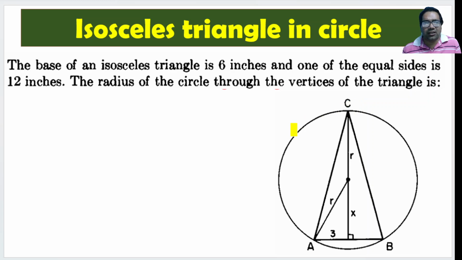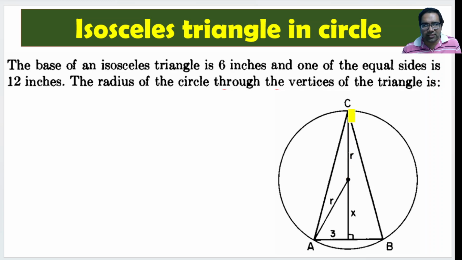That doesn't apply with other polygons, for example quadrilaterals. We cannot draw a circle through all quadrilaterals, but for all triangles, whatever they may be, we can draw circles around them. Now here we are given AC is 12 and BC is also 12 and AB is 6. What is this radius? Let us see how.